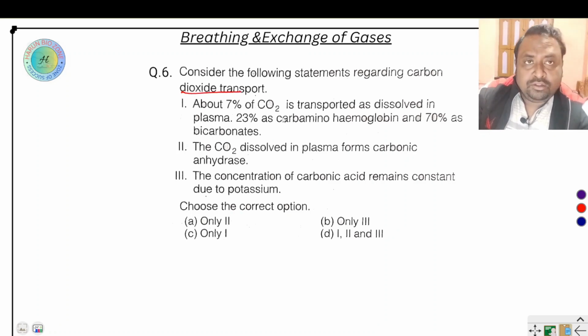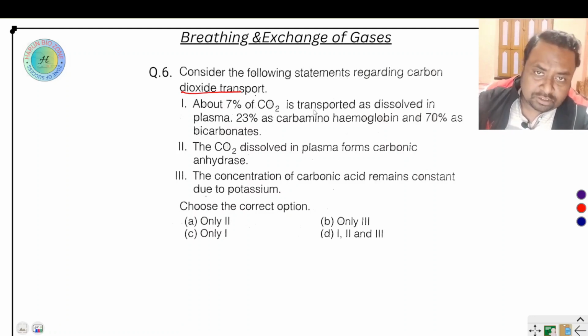Next question. Consider the following statement regarding carbon dioxide transport. Carbon dioxide transport from the cell to the alveoli is by three processes. About 7% of the carbon dioxide is transported as dissolved in plasma, 23% as carbaminohemoglobin and 70% as bicarbonate ion.